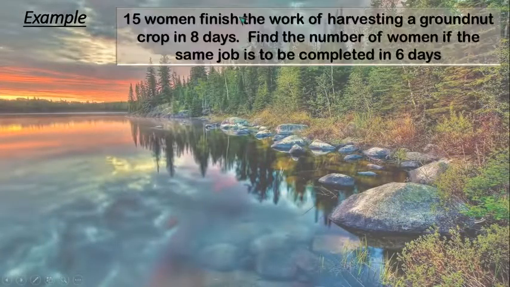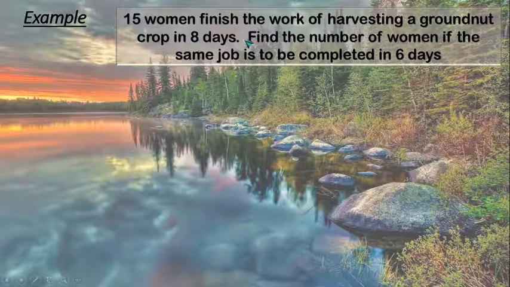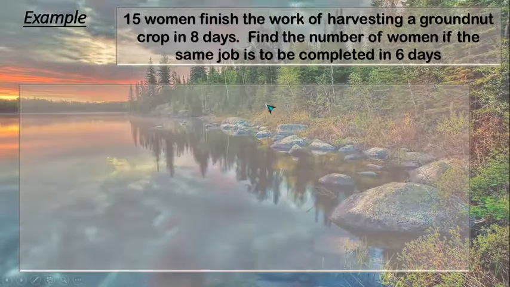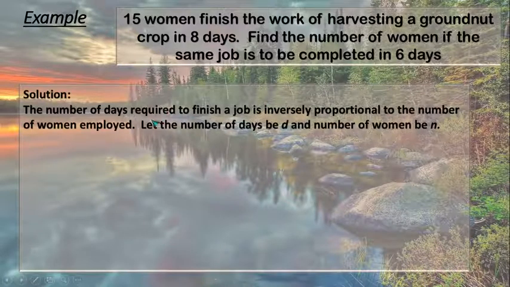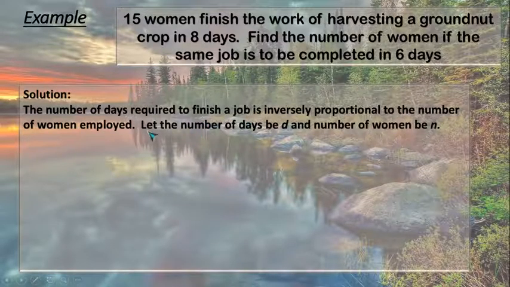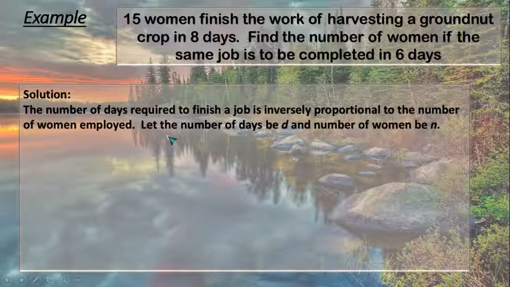Example: 15 women finished the work of harvesting a groundnut crop in 8 days. Find the number of women if the same job is to be completed in 6 days. Solution: the number of days required to finish a job is inversely proportional to the number of women employed. Therefore, number of days be D and number of women be N.